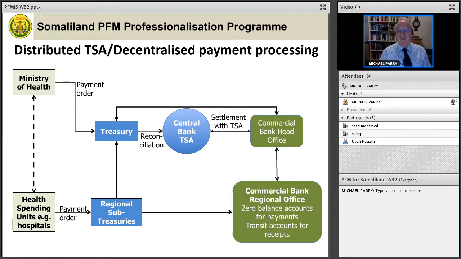But you use what's called a zero balance account for payments. Basically, the account is brought to a balance of 0 at the end of every day. So there is never actually any money in the account. And for receipts, use what are called transit accounts, which are exactly what the name says. The money is paid in and it's immediately transferred to the central bank. So although you're using commercial banks, you don't actually have any funds at those banks. The money simply passes through them. Obviously, they will require a fee for providing that service, but if there are no central bank branches in the regions, it may well be the only solution.